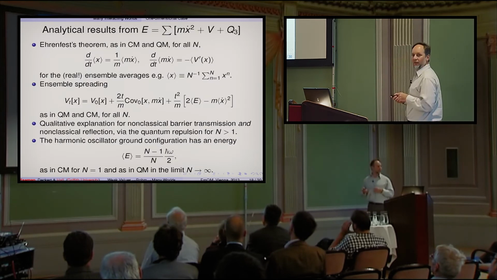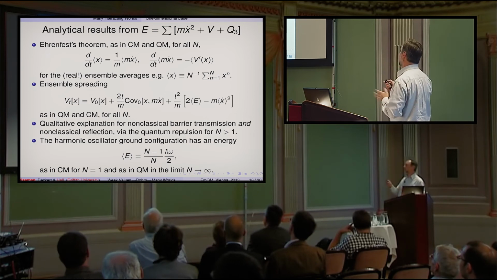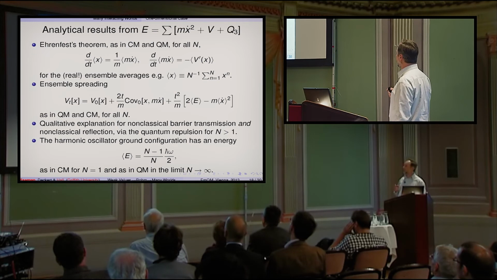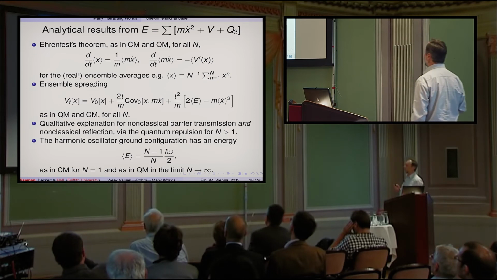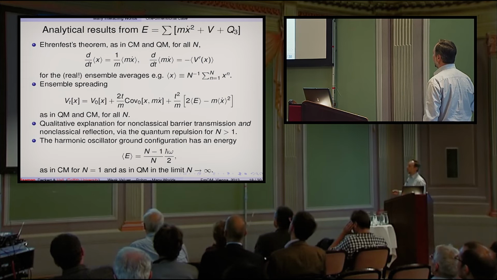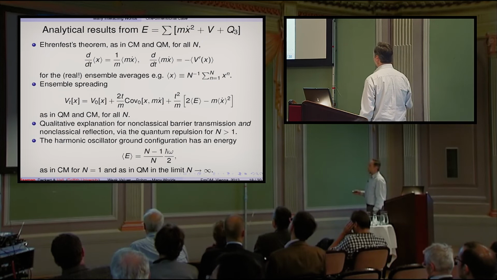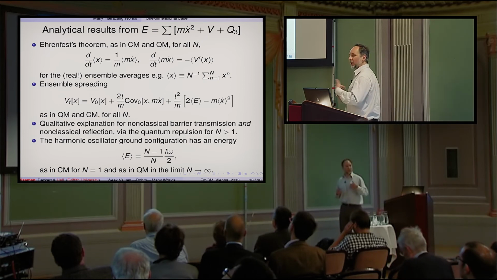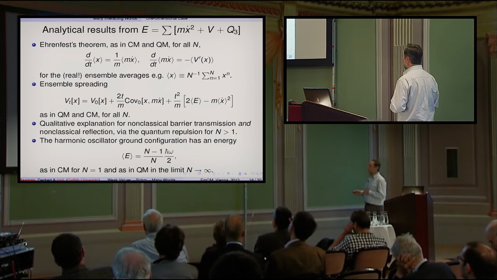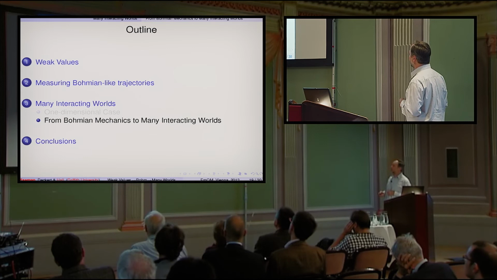Okay, so I think I'm probably getting near to the end. So I'll rush. I should point out there's a bunch of things which we can show analytically from our many interacting world dynamics. We can show Ehrenfest theorems, we can show various things which are common in classical and quantum mechanics. We can explain effects like non-classical barrier penetration, and we can solve some simple systems like harmonic oscillators, and it all seems to work with them.